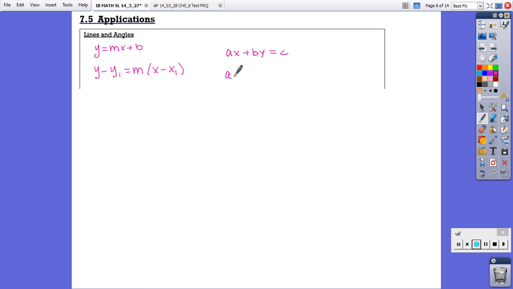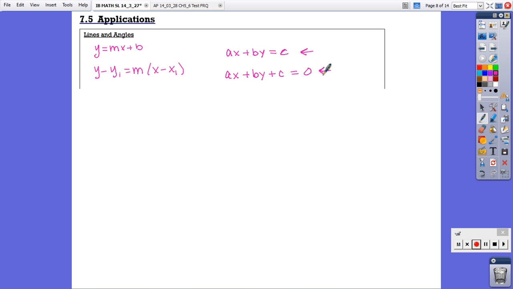And then for some reason IB enjoys using this form of standard instead, setting it equal to 0. They're both exactly the same. If the c value is 2 in this form, then the c value becomes negative 2 in this form. You do have to be able to interchange between all the forms.